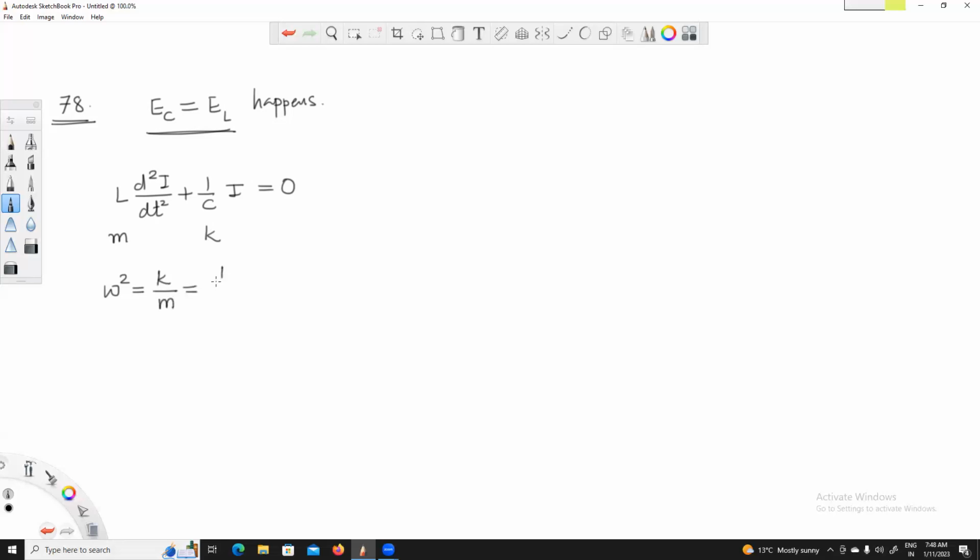So this is nothing but 1 upon C divided by L, so it would be 1 upon LC. And this is what we have derived: omega equal to 1 upon root LC for resonance, right? This is the natural frequency, and if your system is oscillating with the natural frequency, you call it resonance. So omega is equal to 1 upon root LC.